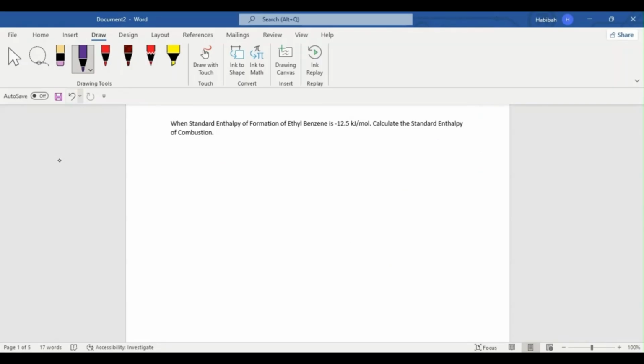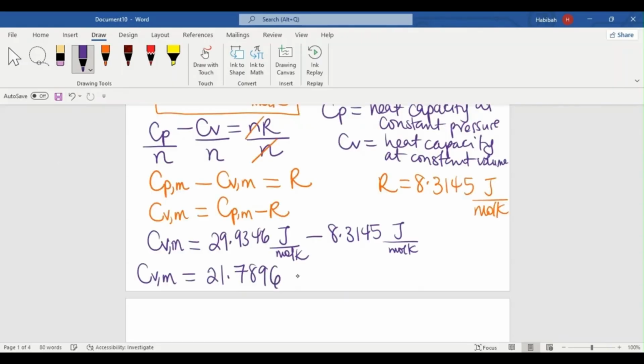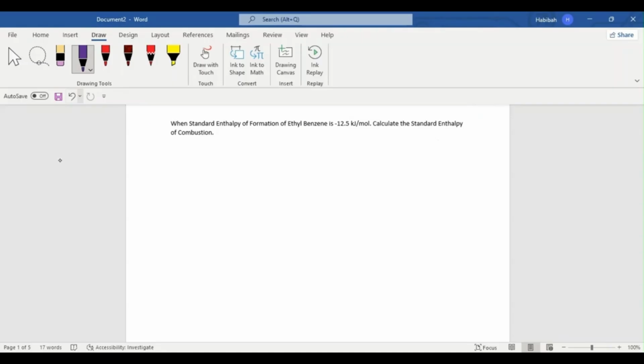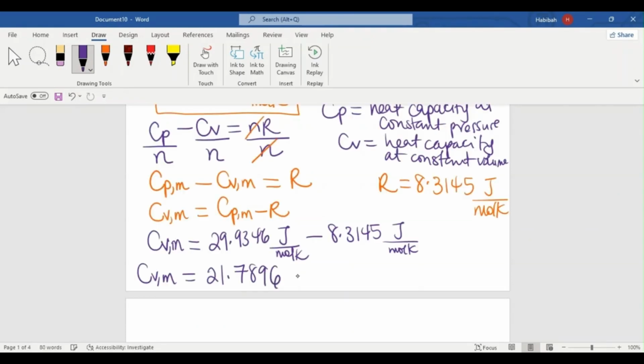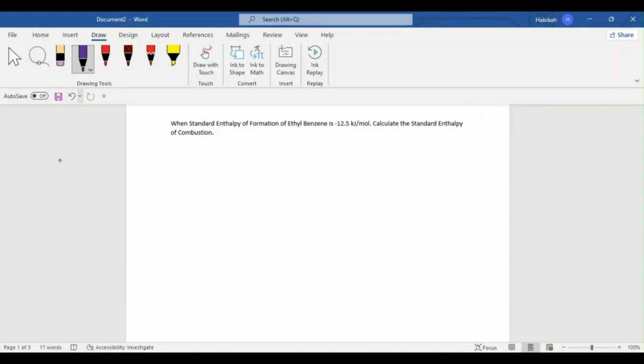So what this is telling us now is that we're going to determine heat. That would be heat at constant volume, which is equal to C_V,m times the number of moles times the change in temperature. So this is basically the formula that we're working with right now.